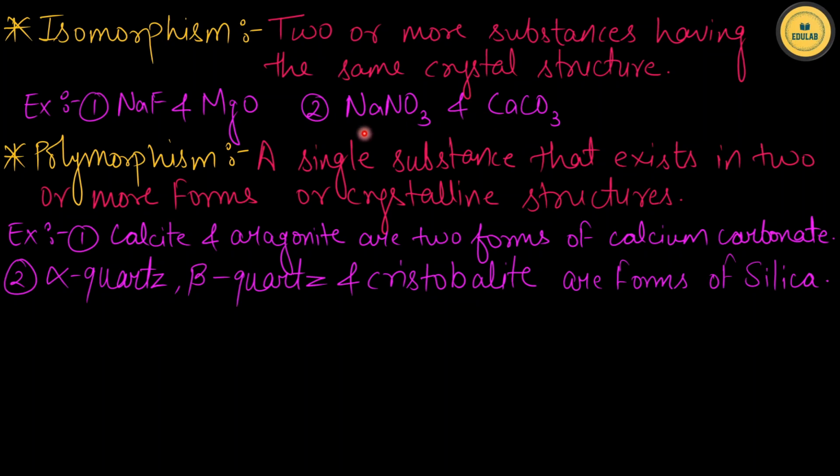Next one is polymorphism. Polymorphism means a single substance that exists in two or more forms or crystalline structures. Examples of polymorphism: calcite and aragonite are two forms of calcium carbonate. And next, alpha quartz, beta quartz, and cristobalite are forms of silica.